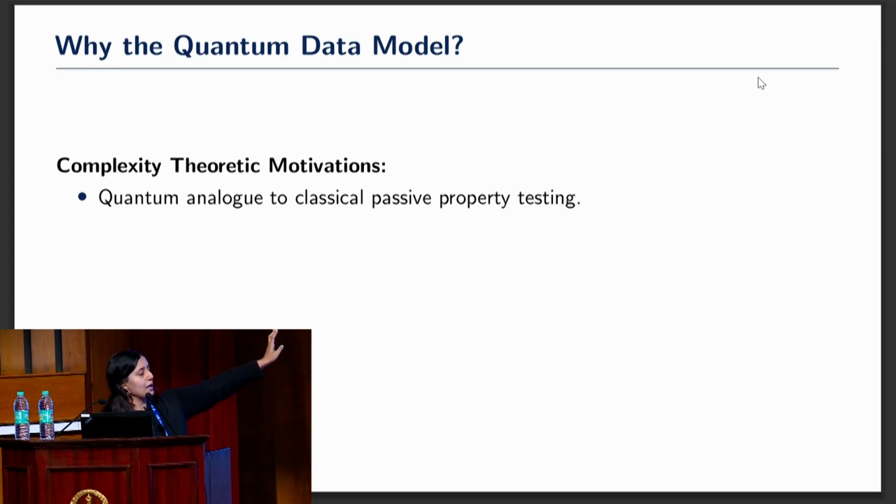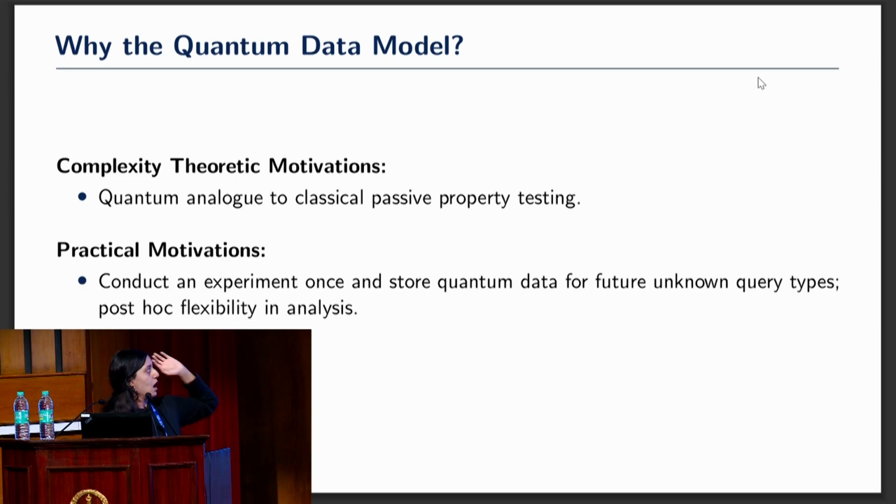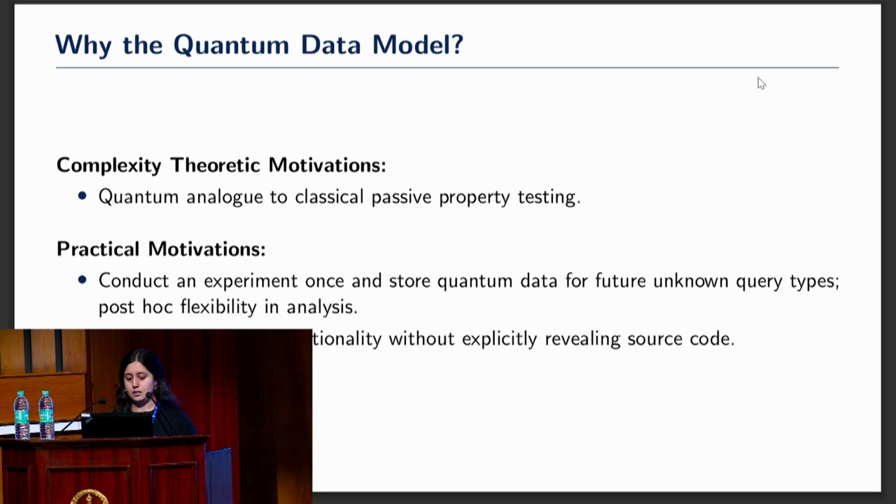And before I explain our results and get into more detail, I just want to talk a bit more about why we think the quantum data model is a natural model and why everyone should be exploring it. So not only do we think it's the quantum analog to classical property testing, so it's just a very natural thing to explore, but there are also some very real practical motivations. Let's say you're in a lab, you have limited time with your experimental setup, etc., and you don't know what you want to do yet with the data. Then what you can do is create superpositions of these quantum states and store it once, and then decide later on what kind of analysis you'd like to do. So there's this post hoc flexibility in analysis.